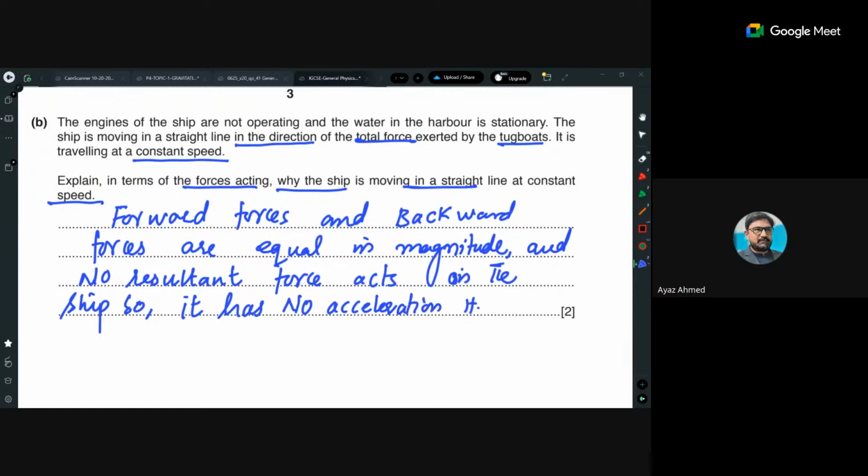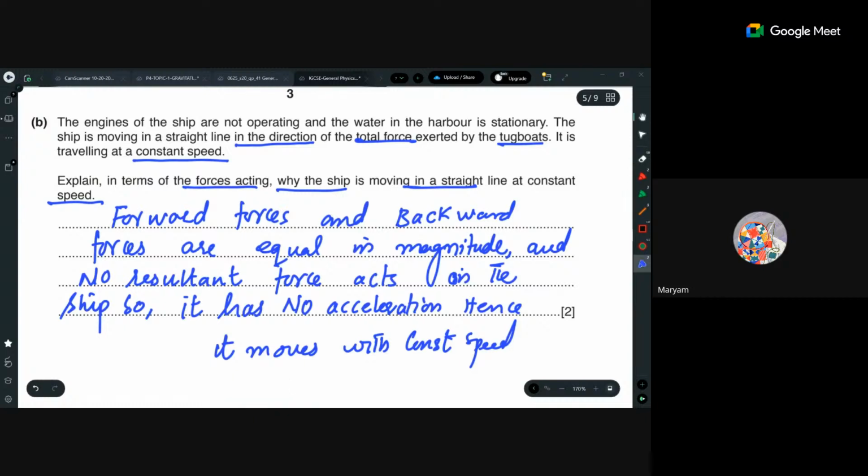Hence, it moves with constant speed. ठीक है? Yeah. अगर आप एक और पॉइंट लिख दोगे तो एग्जामिनर की रूह खुश हो जाएगी. In a straight line.